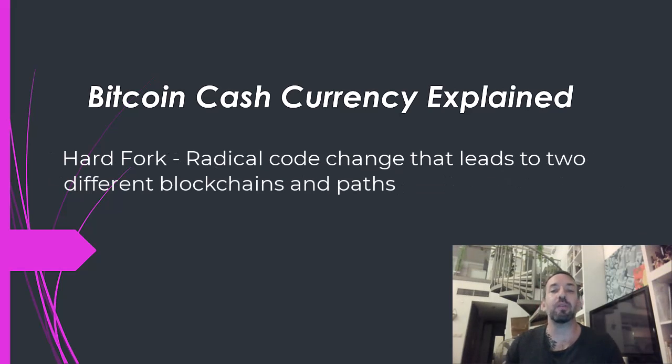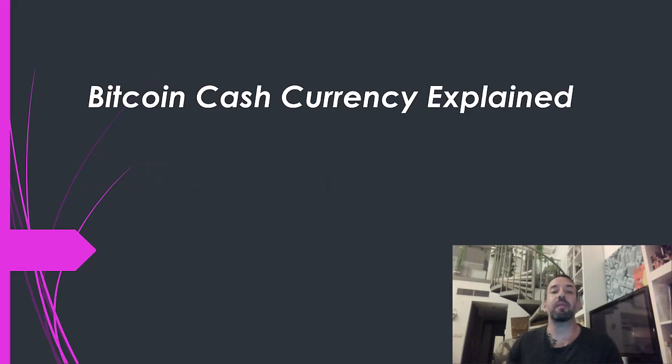On a hard fork, on the other hand, there's a radical code change that leads miners to decide between two possible blockchains. As an example for a hard fork, we talked about ETH and ETH Classic. And we also mentioned some of Bitcoin's forks.